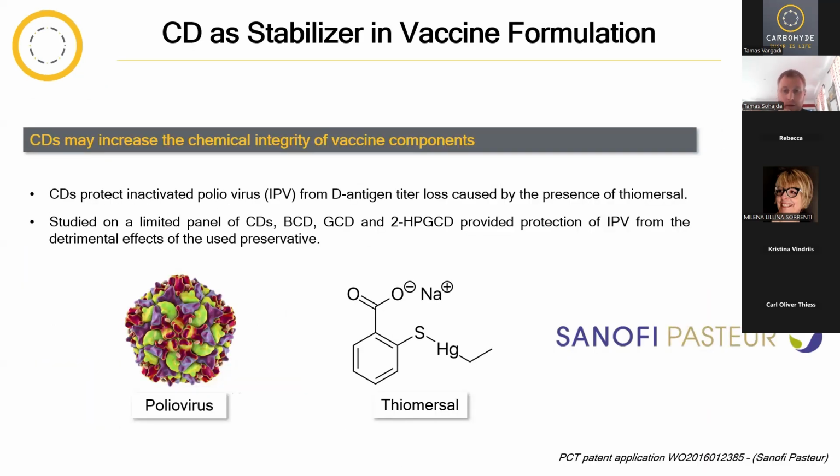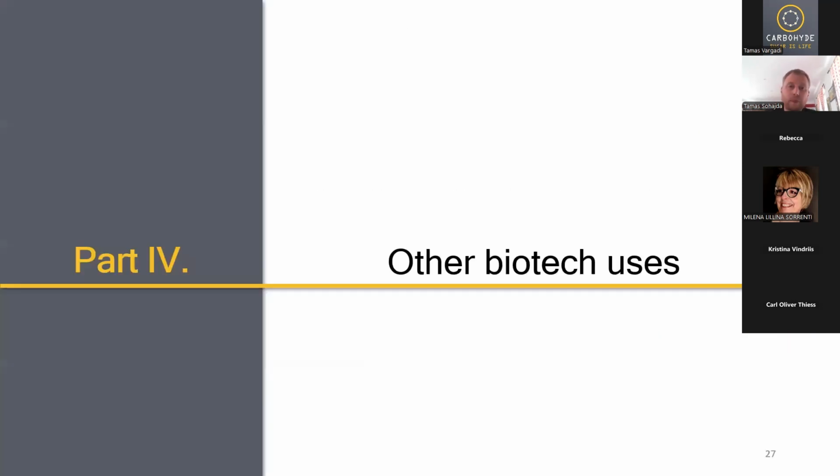And yeah, this is a bit more information about the Sanofi Pasteur patent that I mentioned. So cyclodextrins can also increase the chemical integrity of certain vaccine components. So these were the applications that are currently used in different types of vaccines. And now let's jump into other biotech uses, although this will also contain some reference to vaccine applications.